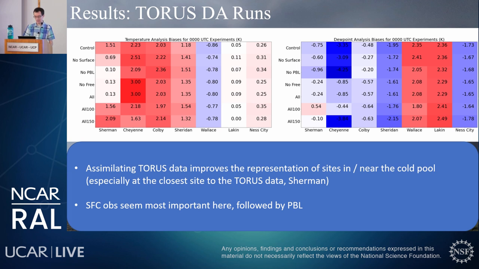And for dew point observations, once you start assimilating the PBL and surface data, you really get a decent improvement in dew point for both of those sites. So it seems like you're representing the cold pool somewhat better. And surface obs are most important here, followed by PBL.